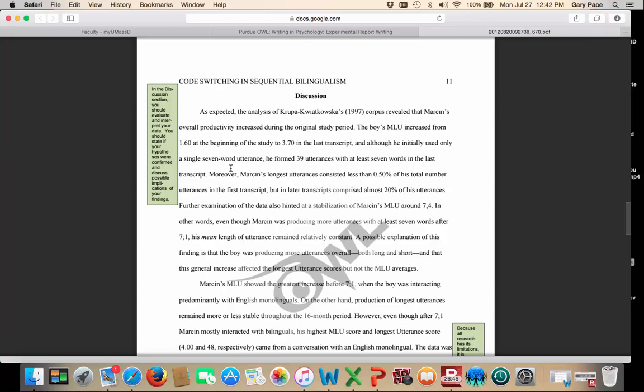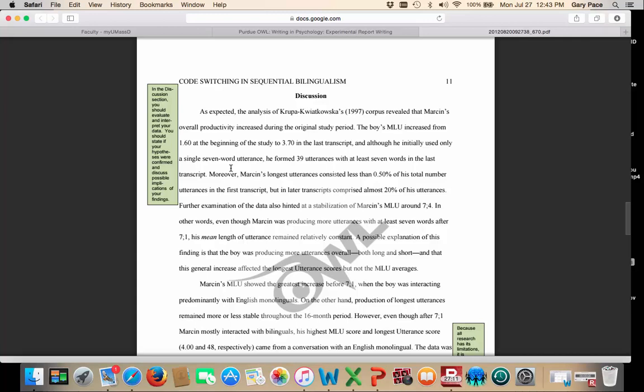What are some of the limitations? Because every study has limitations. There might be some missing data because a child was ill. There might have been some malfunctions with the timers. Whatever the limitations of the study might be, you're going to talk a little bit about those.